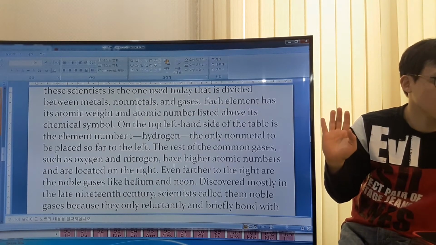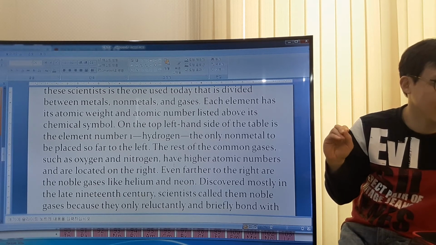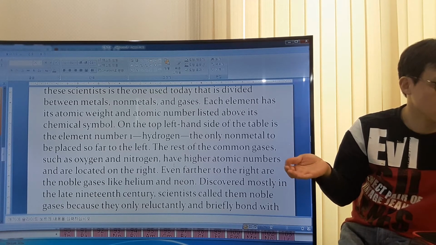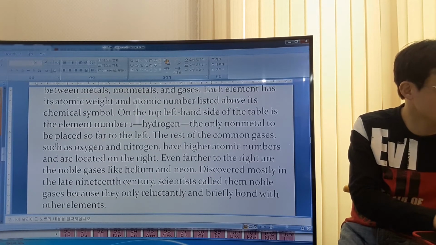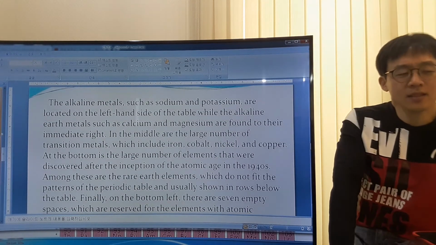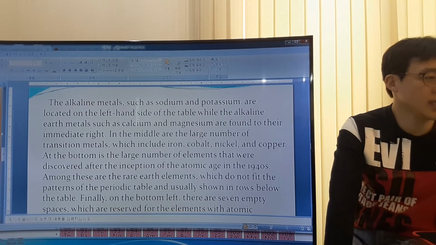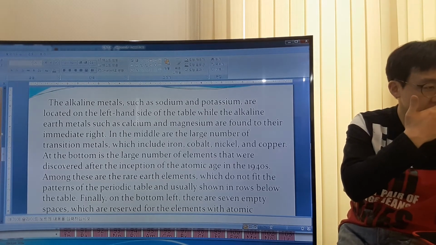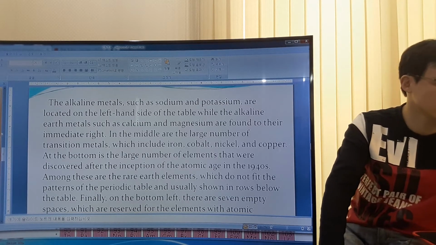Hydrogen is on the top left, okay? And the rest of the common gases, like oxygen and nitrogen, are located to the right. And if you go even farther, there are noble gases like helium and neon. And the reason why they are called noble gases. The alkaline metals, such as sodium and potassium, are placed on the left-hand side of the table, while the alkaline earth metals, such as calcium and magnesium, are found to their immediate right.